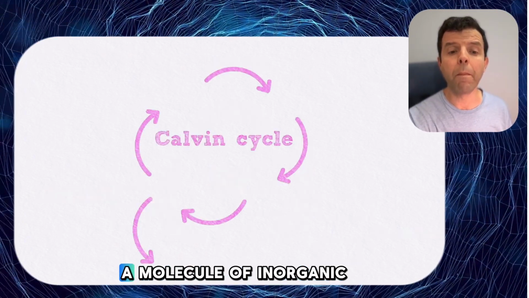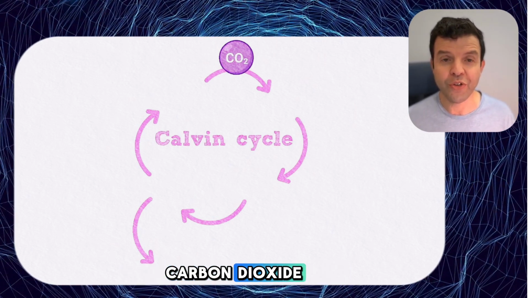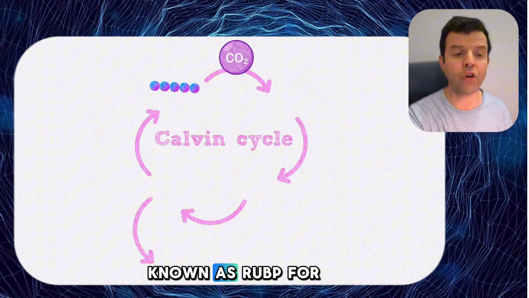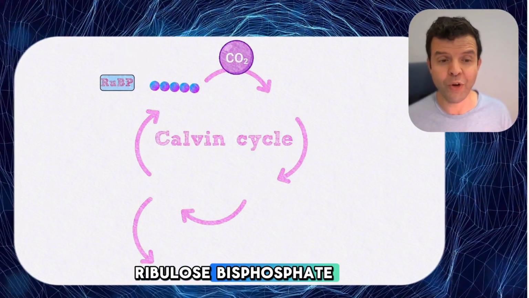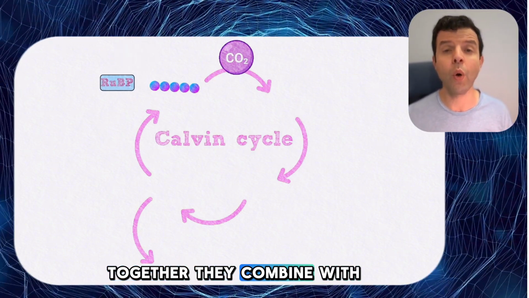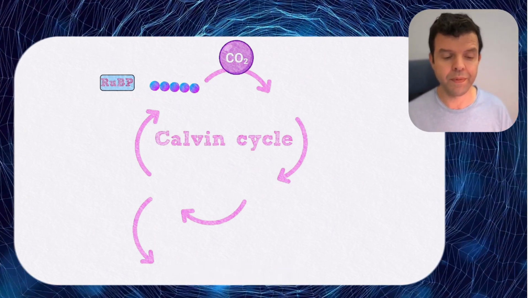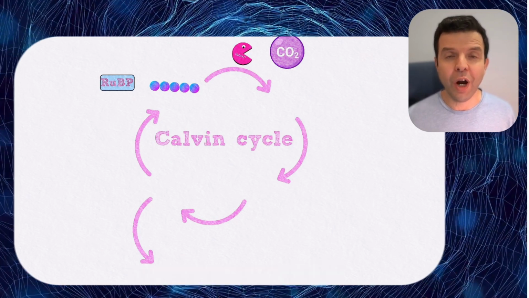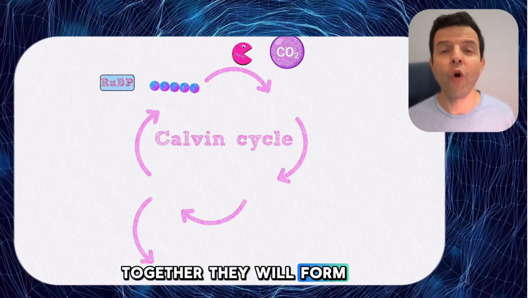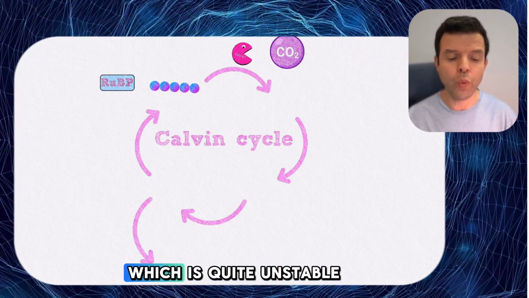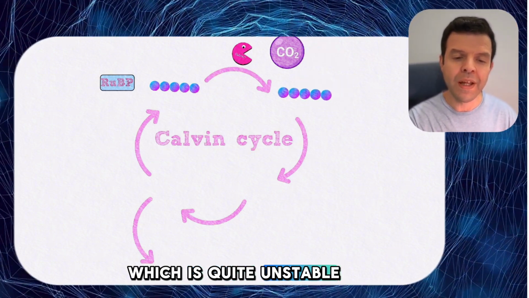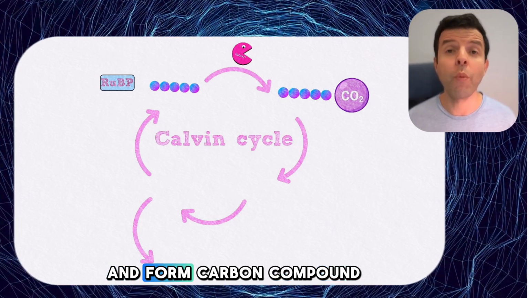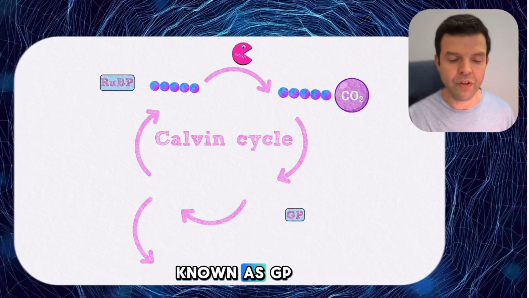In the first stage, a molecule of inorganic carbon dioxide reacts with a 5-carbon compound known as RuBP, for ribulose bisphosphate. Together they combine with the help of an enzyme. The enzyme's name is Rubisco. RuBP and the carbon dioxide together will form a 6-carbon compound which is quite unstable. This 6-carbon compound will soon break down and form a carbon compound known as GP.